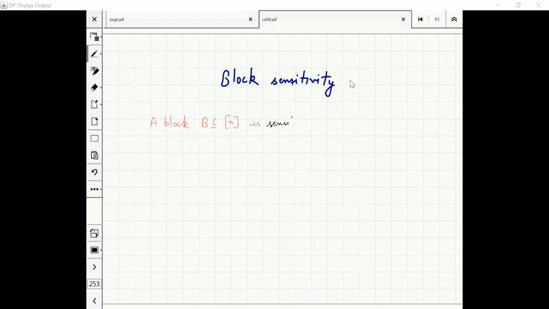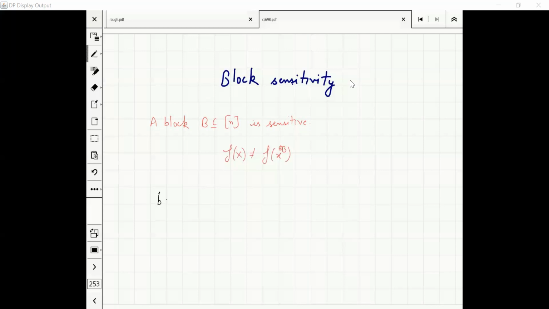When would we say that a subset of n, a subset of indices, a block B is sensitive? When should we say it is sensitive? What is your guess? Flipping all of the bits in B will change the value of the function. Correct. And we will denote it by x^B, or x XOR B, whatever. If we switch everything in B, the value should switch. That is the definition of a block being sensitive.